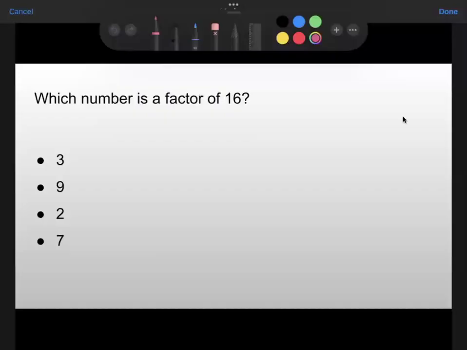Okay, so just in case you're not sure what a factor is, let's talk about that. A factor is something that you multiply by another factor to get a number. For example, factor times factor equals a multiple. Now, multiples are something we'll discuss in another video, but today's focus is going to be on factors. So factors are the numbers that you multiply together to get a certain number.